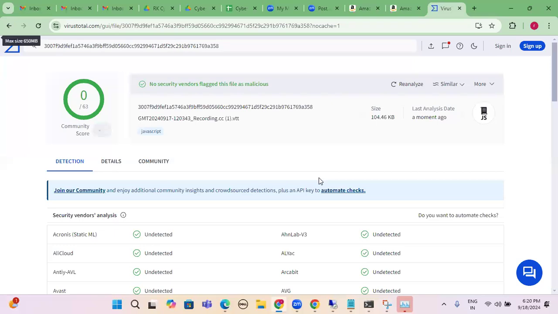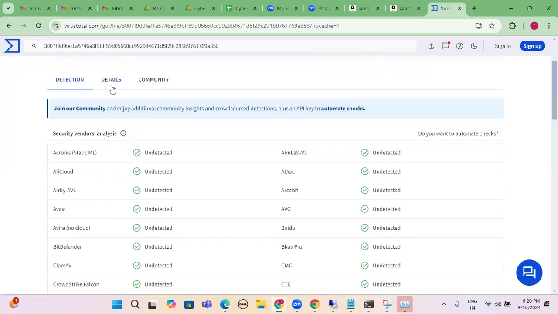Still, if you don't know whether the file has an infection or not, then we have to raise a case with the vendor and take vendor support. So this is the way to do the overall analysis. Okay, go back here. Out of 63 vendors, for the file I uploaded, no vendor says it contains any malware. The verdict is fine, it's a legitimate file.